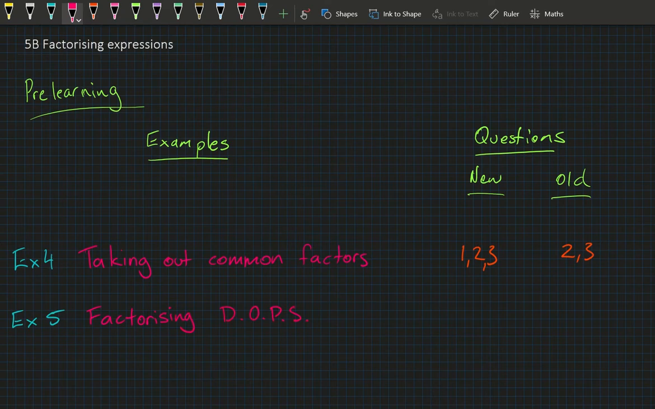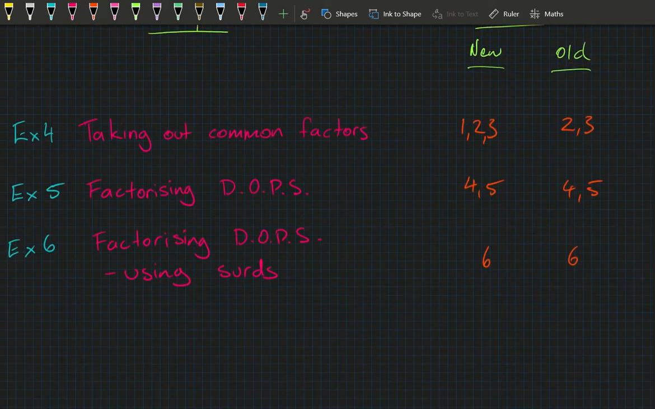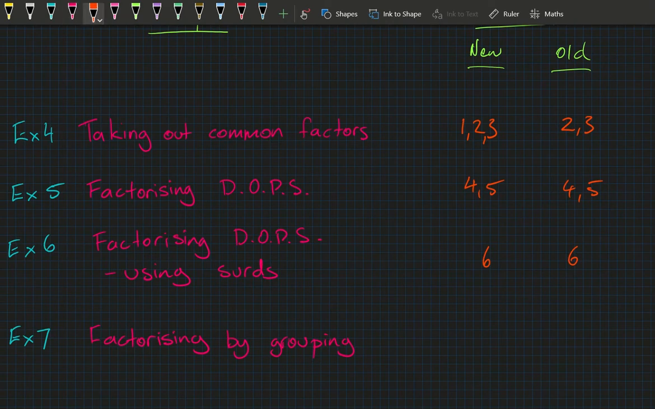Your pre-learning will be questions 4 and 5 in the new book and questions 4 and 5 in the old book. Then our next example will be factorising difference of perfect squares using surds, where your pre-learning will be question 6 in the new book and question 6 in the old book. And then finally we'll move on to example 7, which is factorising by grouping, where your pre-learning will be question 7 in the new book and question 7 in the old book.